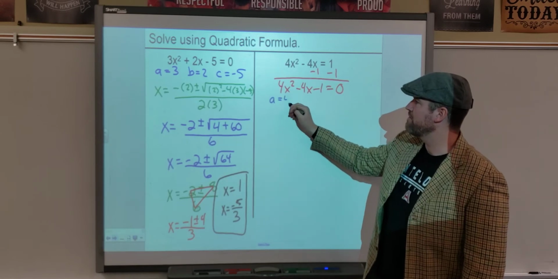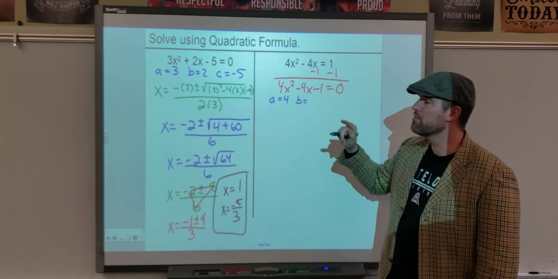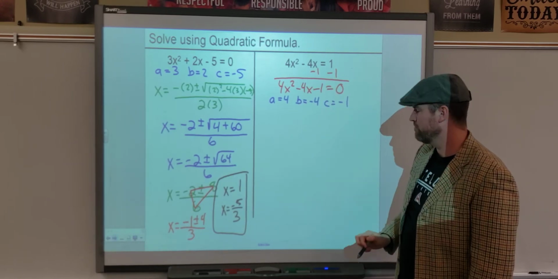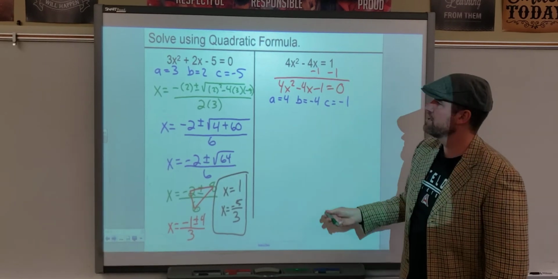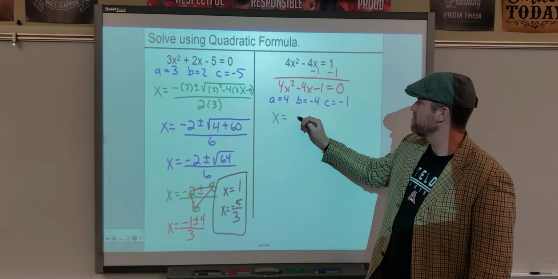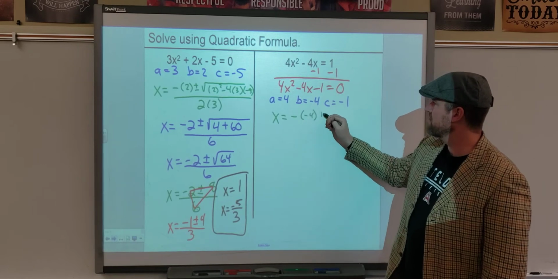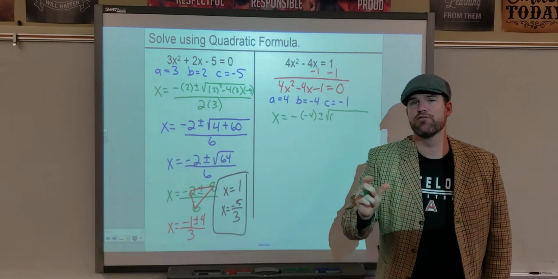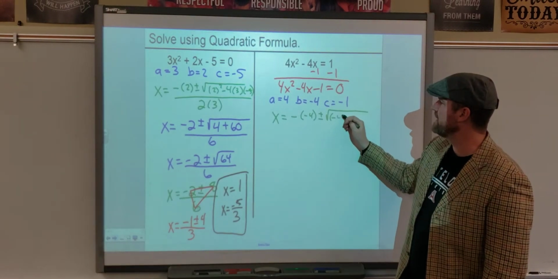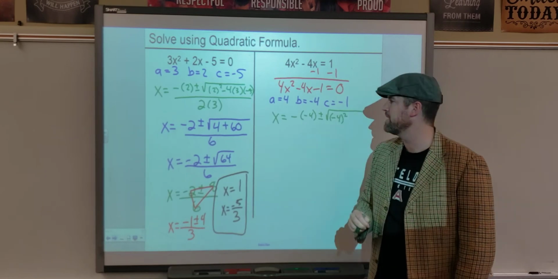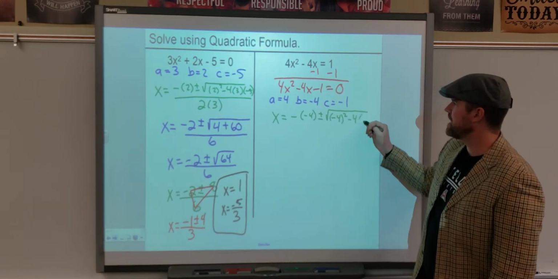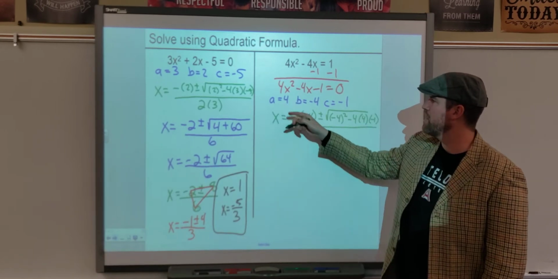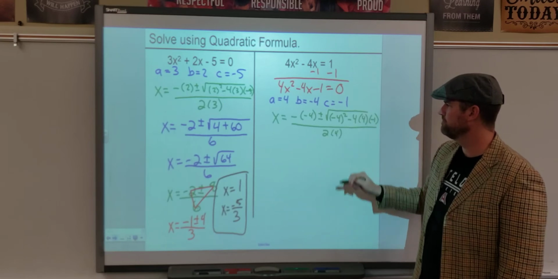Identify our a, which is 4. B is not 4, b is negative 4. And then c is negative 1. Plug those into the formula. X equals negative b plus or minus the square root of b squared. This is where you want to be really careful and use parentheses. It's a negative 4 squared, and I'll explain why in a minute. Minus 4 times a times c all over 2a, so 2 times 4.